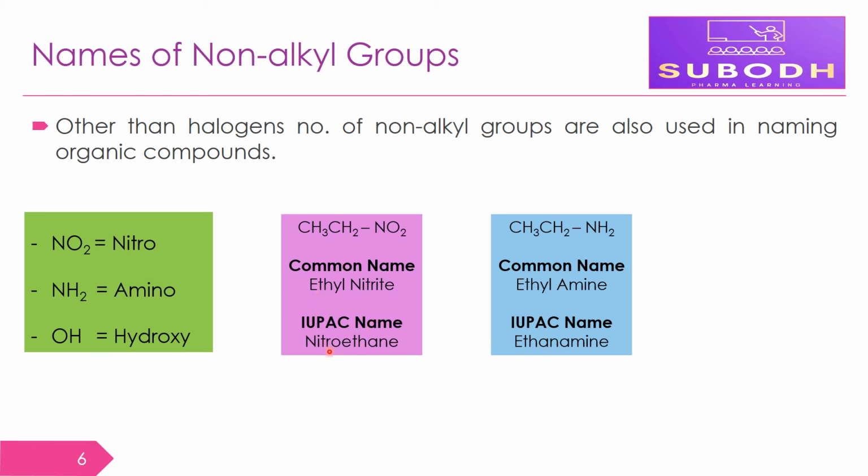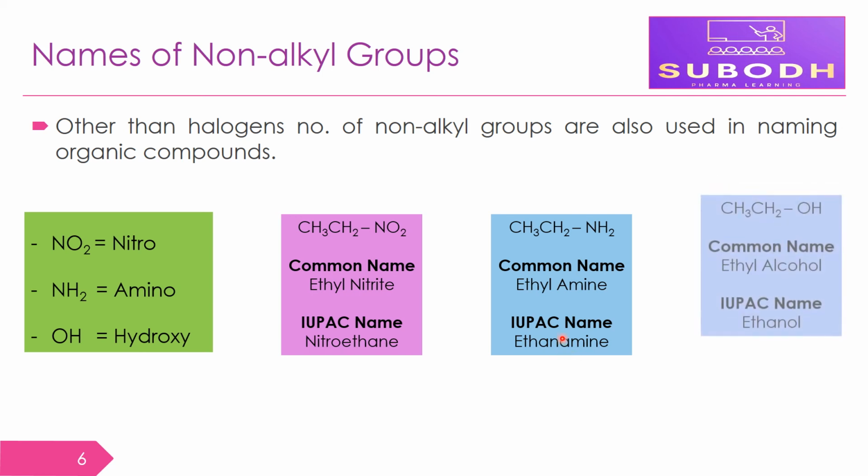as we have given in the first example, as the group is prefixed, then parent alkane name is given. But in this, ethanamine is the preferred IUPAC name, so it is named as ethanamine, not as aminoethane.